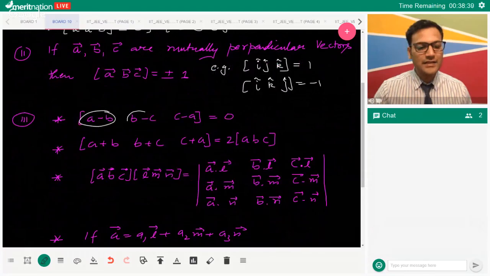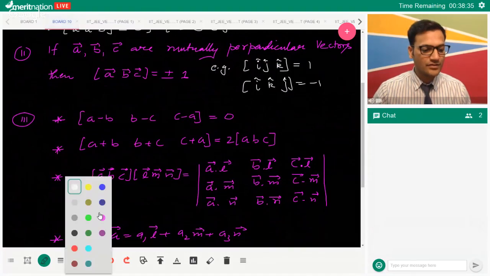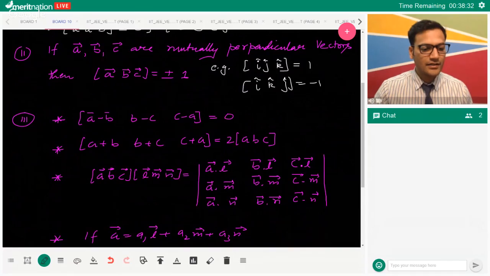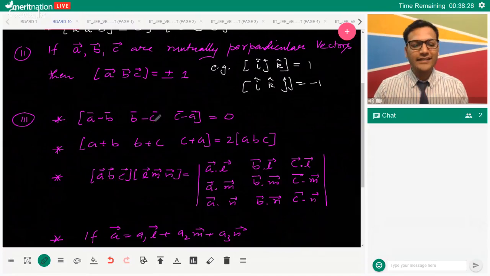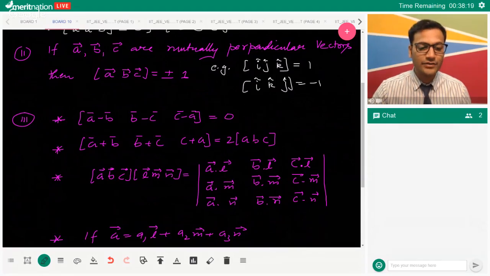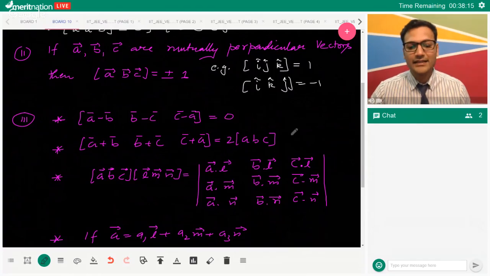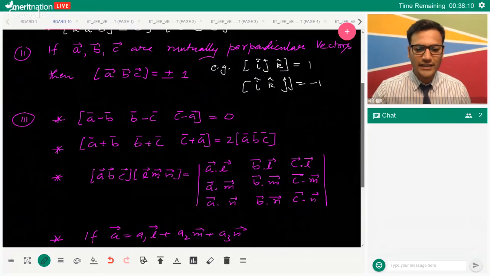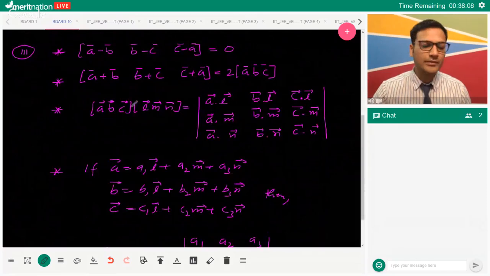A minus B, B minus C, C minus A. These are three vectors. So the difference of each pair, if I take the scalar triple product of these three vectors, which are formed by the difference, the scalar triple product will be equal to 0. Similarly, if I want to find out the scalar triple product of these three vectors in terms of A, B, and C, and I'm adding them, that turns out to be twice of A, B, and C. That's double the scalar triple product. These are two very obvious ones, which we all sort of remember.